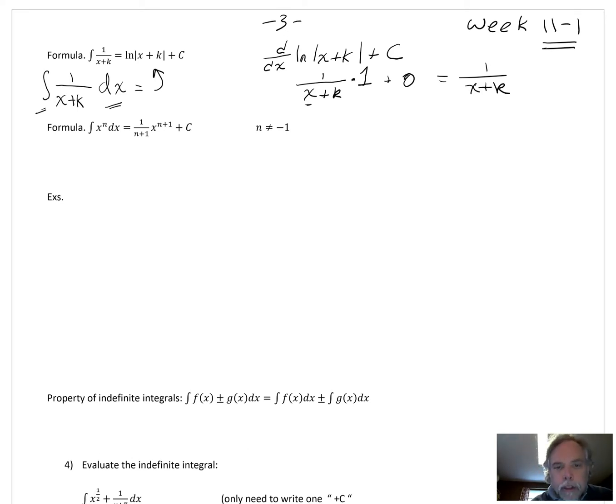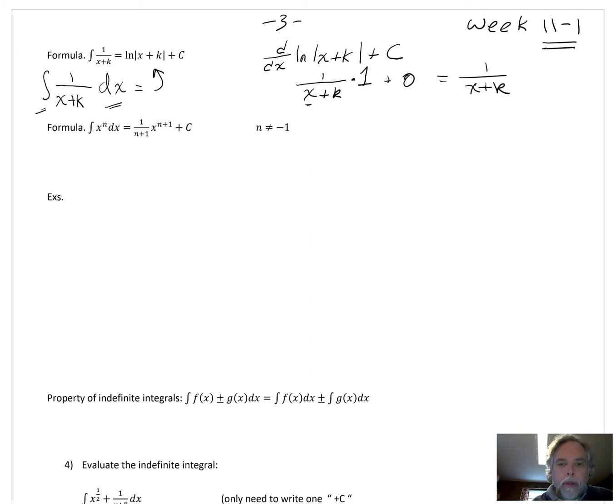The next one's actually super important, and it looks a little worse than it is. With all the n's and things floating around, it looks kind of daunting. But this is the backwards version of the power rule for derivatives. The biggest rule that we always use, the power rule, where we're taking the derivative, we reduce the power by 1. But we're going backwards now when we're doing antiderivatives or indefinite integrals.